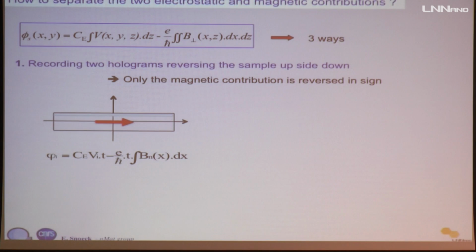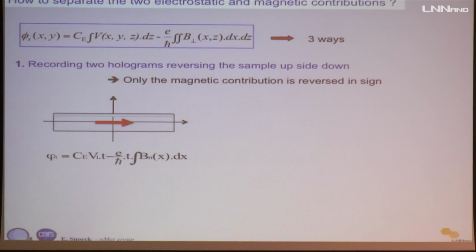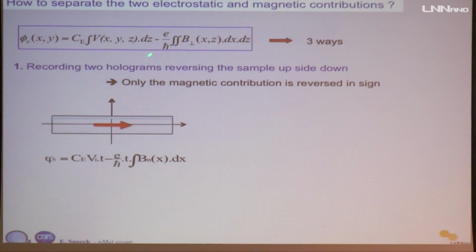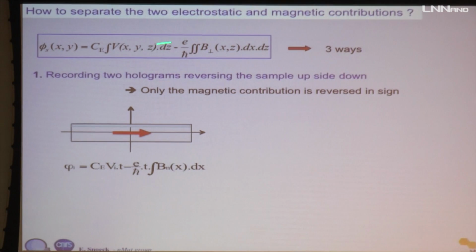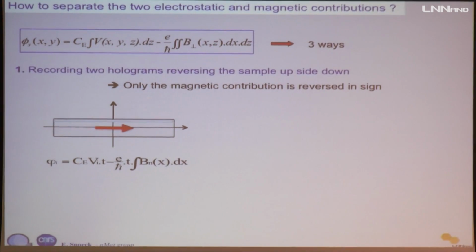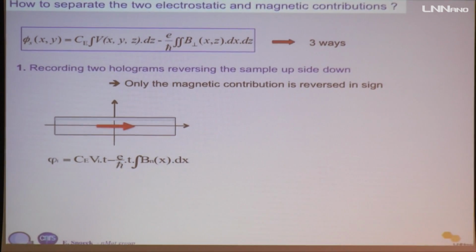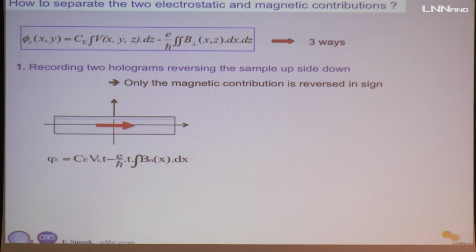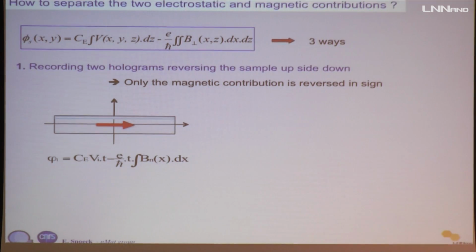Okay, so this is a different way of working with the microscope in order to avoid having the sample in a magnetic region. The second problem is how to separate the electrostatic from the magnetic contribution. There are different ways. The one we use the most is this one.